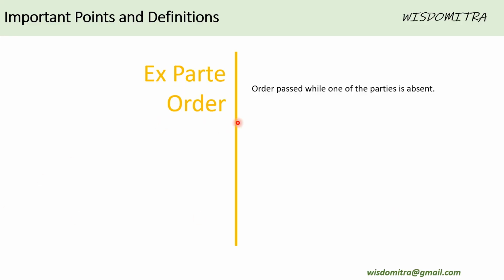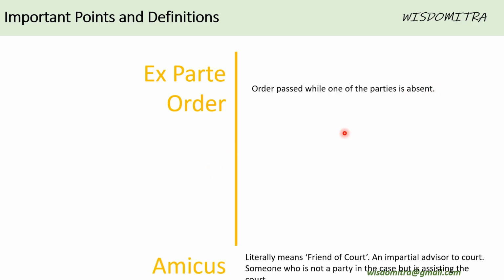What is ex parte order? Order passed by a court while one of the parties is absent. That's called as ex parte order.